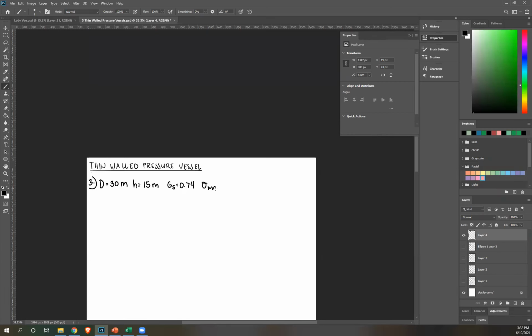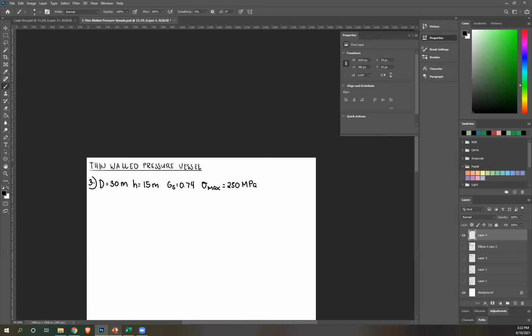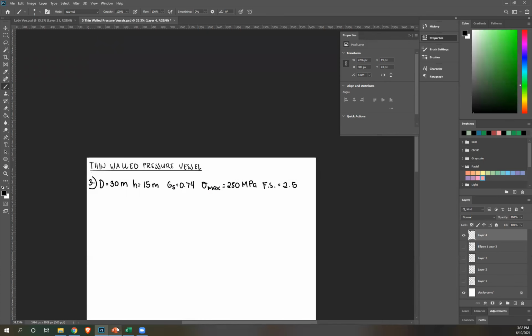Let's call that sigma max, 250 MPa. Factor of safety 2.5, that's Fs. What else? That's it. We're looking for T. Now let's try to illustrate what's happening. I'm going to draw a front view. So you have this cylindrical tank, right? It's filled with gasoline. Let's use gray for gasoline, even though it's black.